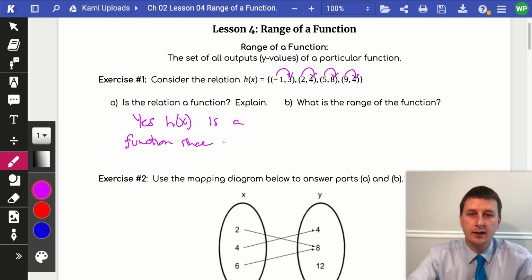since each input has exactly one output.